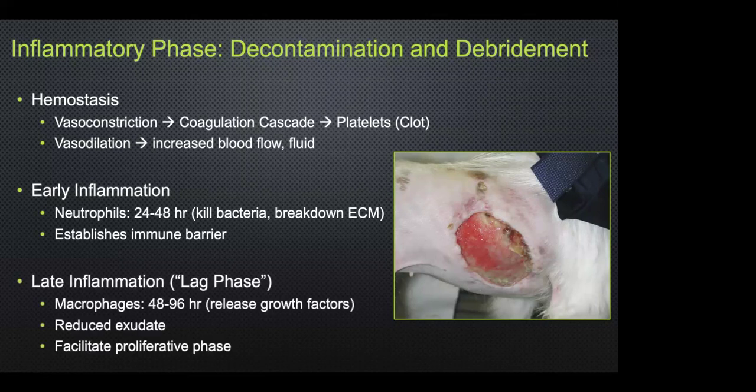Then in the late inflammatory phase, we otherwise call this the lag phase. That occurs about 2 to 4 days post the initial inflammation. That's when the neutrophils are primarily replaced by macrophages. These start to release growth factors. They reduce some of that exudate, although typically you're still seeing a good amount of exudate in general in this inflammatory phase. And they start to facilitate that transition to the next phase of wound healing, which is proliferation.